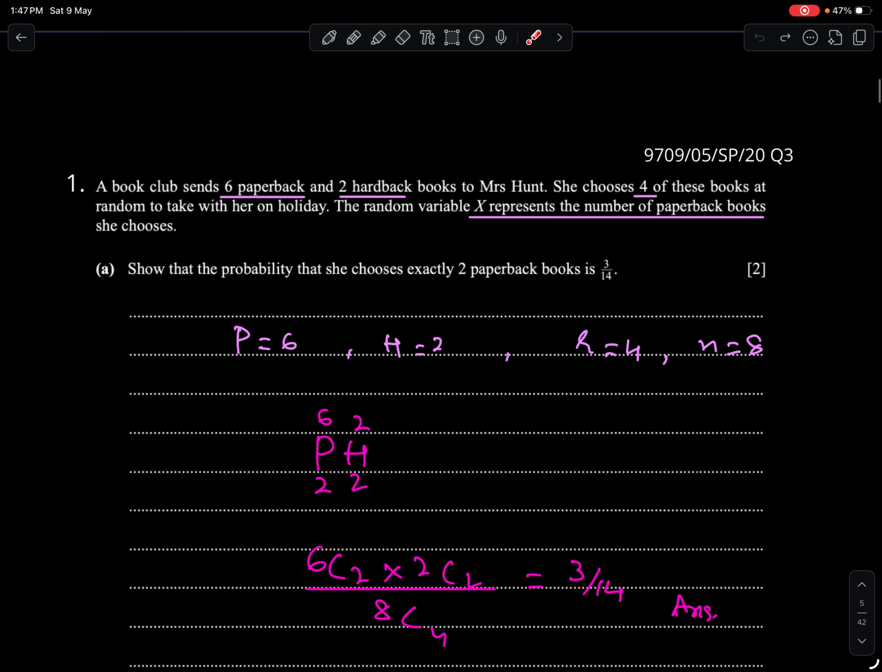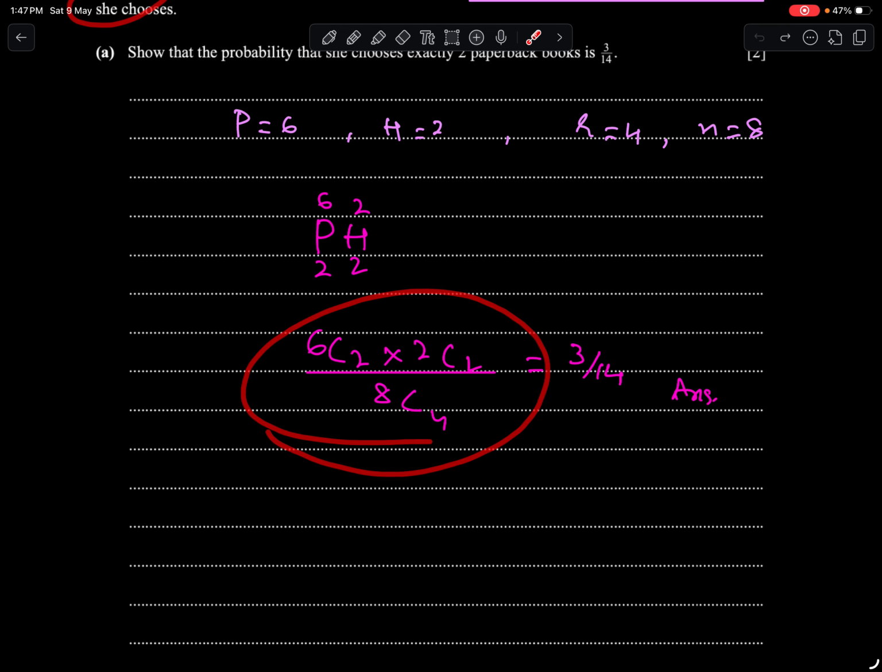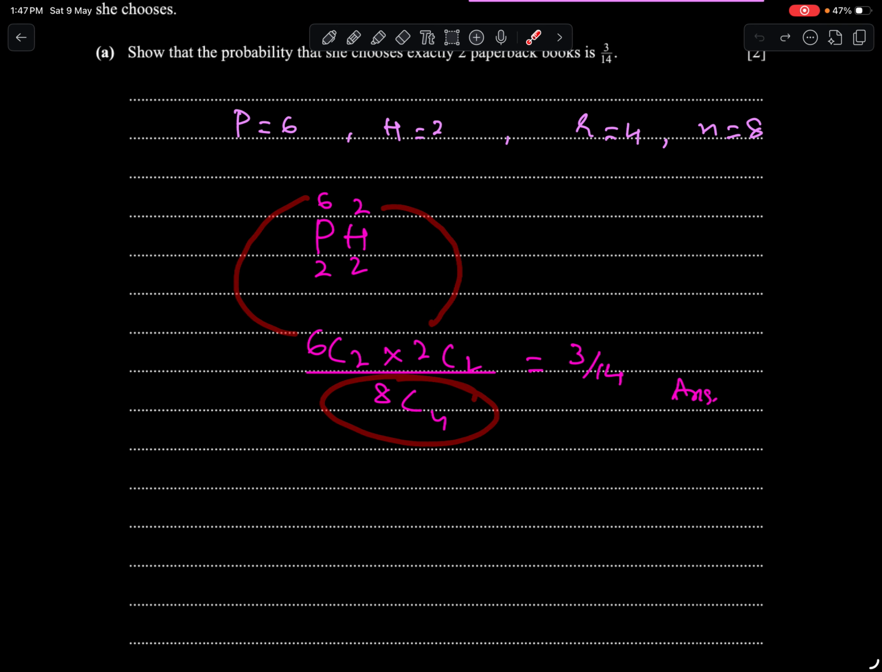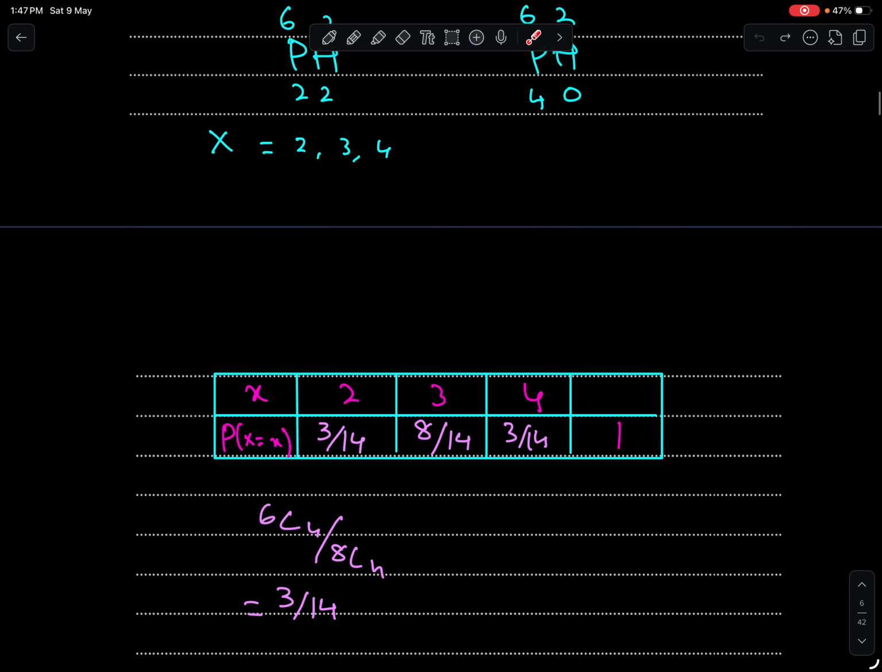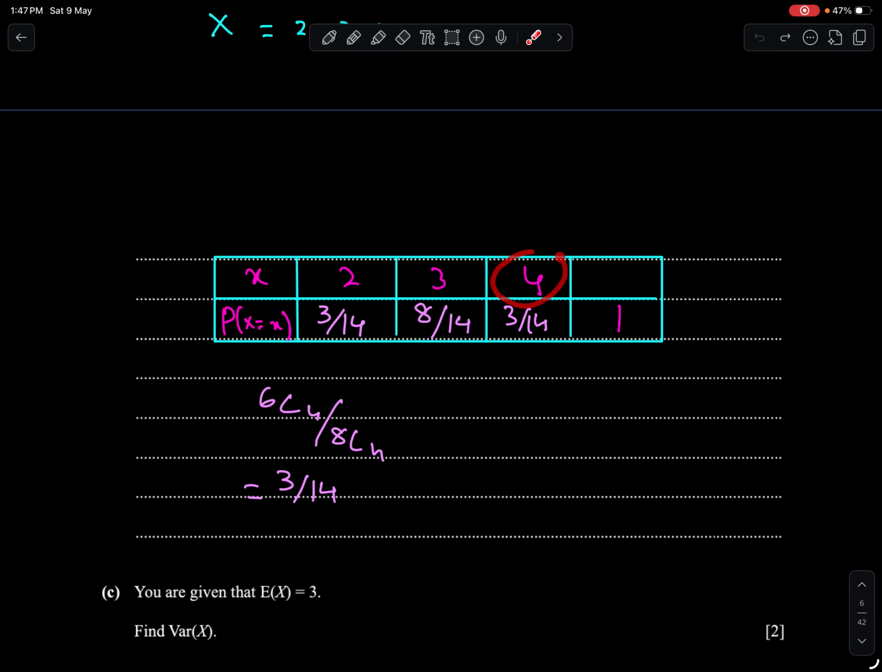I told you when it's random without replacement, then you can use combinations. So for 2 paper bag and 2 hard bag, use 6C2, 2C2 divided by total 8C4 and write your answer in fractional form. 3/14. Now for this, use 6C4, 8C4, and for this 1 minus this and this will give you this, because total probability is always 1.